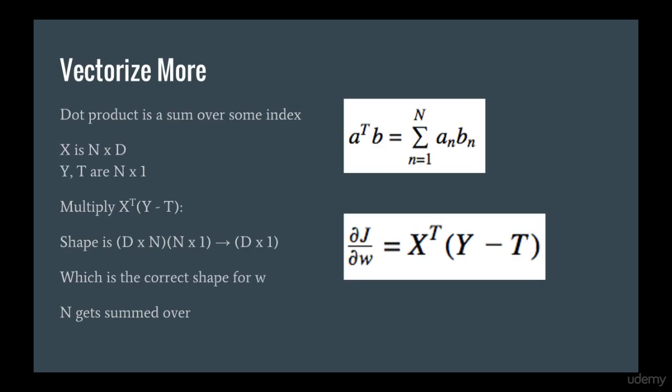Note that you can vectorize this further. Remember that a dot product is a summation over an index. Perhaps we can further vectorize this expression. Remember that X is an n by d matrix, and Y and T are both n by 1 matrices. W is a d by 1 matrix, so we want our result to be d by 1. We can achieve this by writing X transpose times Y minus T. This is a d by n matrix times an n by 1 matrix. Since n is the inner dimension, it goes away and you're left with the outer dimensions, which is d by 1.